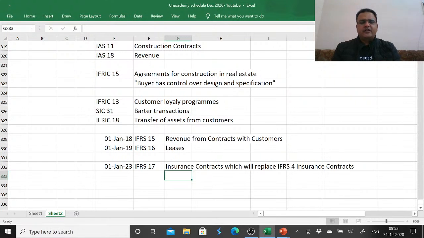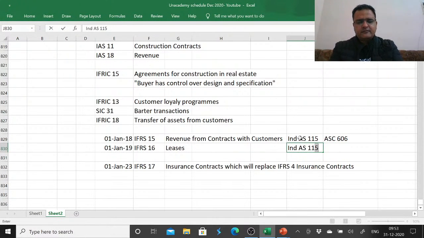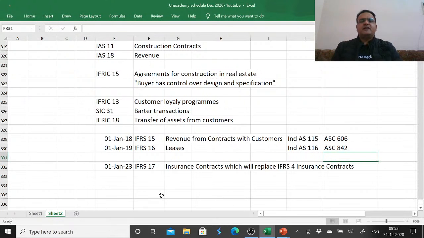And they are working very closely with FASB. So IFRS 15 in India is known as Ind AS 115. In the US it is known as ASC 606. Leases in India is known as Ind AS 116. In the US it is known as ASC 842. They are working in harmony very closely. Now revenue and leases standards are the same globally today. So that's why I say that by learning Ind AS or IFRS, you are becoming a truly global or truly international accounting professional.